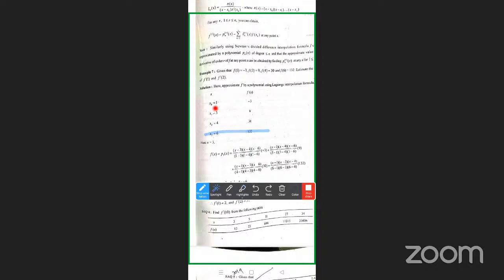Your last one: x minus x naught, x minus x1 into x minus x2, divided by, so we are leaving x3. Substitute x3 in the numerator and write it in the denominator: x3 minus x naught, first term, x3 minus x1, second term, x3 minus x2, third term. So that is this one. x minus x1 is nothing but 1, x minus 3, x minus 4. Next, 6 minus 1, 6 minus 3, 6 minus 4 into the corresponding y value, 132.